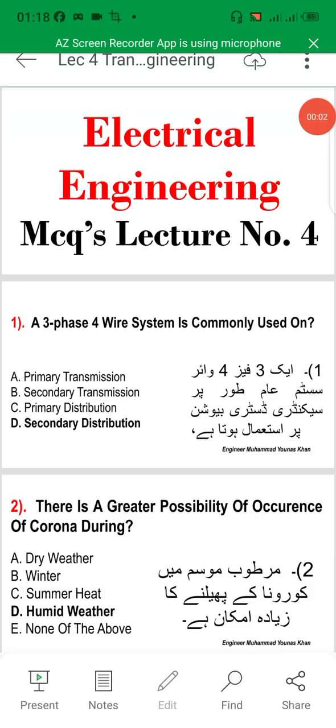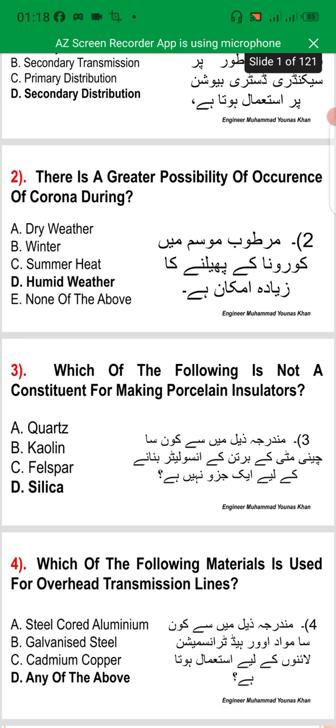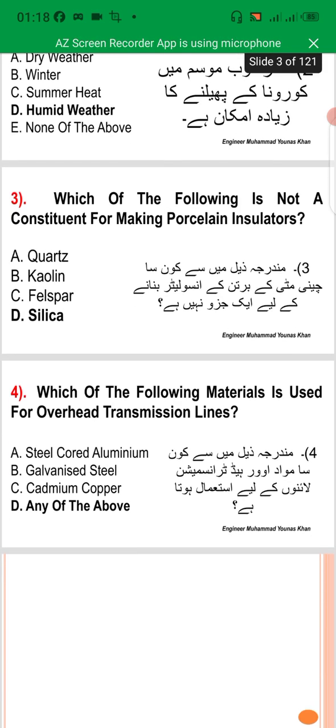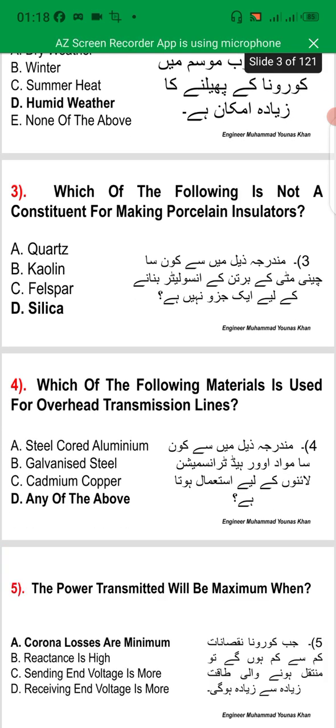A three-phase four-wire system is commonly used on secondary distribution. There is a greater possibility of occurrence of corona during humid weather. Which of the following is not a constituent for making porcelain insulator? Silica.